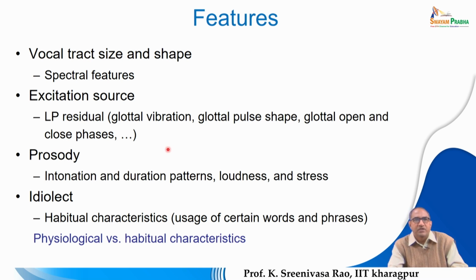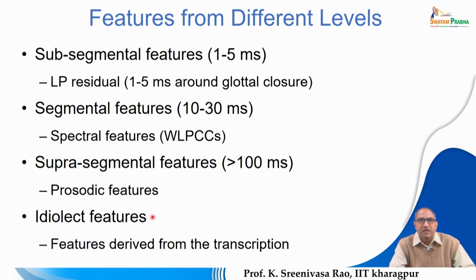Similarly, as I mentioned, for performing speaker recognition you can use various features like excitation source features and vocal tract features. Prosody means features extracted from a longer segment, of a supra-segmental nature. These features are basically intonation, duration patterns, loudness, stress, and so on. Similarly, idiolect features are behavioral features, like the type of words and the type of phrases that are used. So these are the various features that can be used for performing the task.